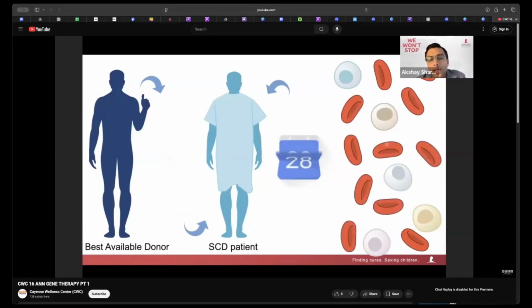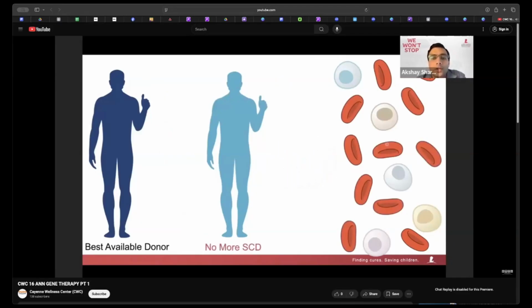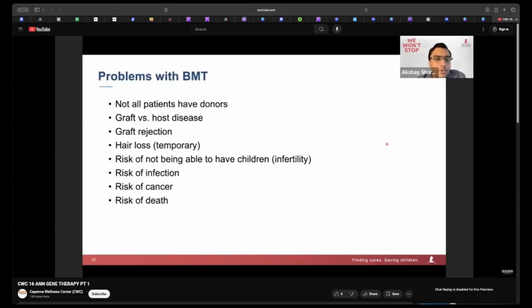And as these blood cells start growing and start making new blood cells which look just like the donor, our patient does not have sickle cell disease anymore either. Now, that all sounds very simple, but of course, there are problems with this. First thing, as I mentioned, not everybody has a donor available.